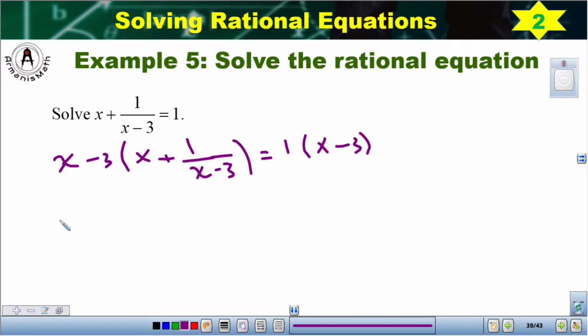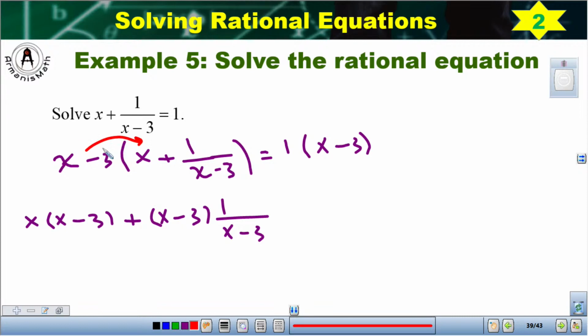So x times x minus 3. Let's slow down a bit here. x minus 3 times the x. Doesn't matter where you want to put it. It's plus x minus 3 times 1 over x minus 3. Remember, you were distributing basically to here and to here and to here. Everybody's going to get that. Equals, well, that's just itself, right? Times 1, that means x minus 3.